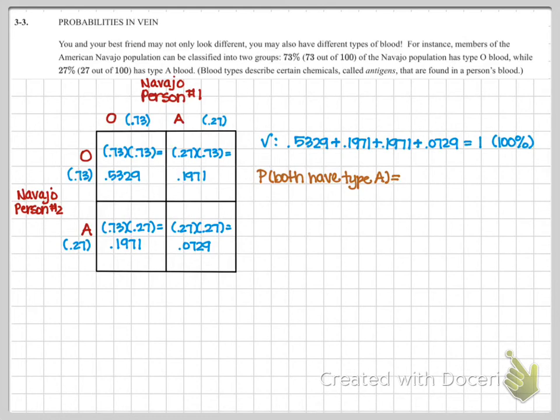So let's say that we have the question of the probability that they both have type A. All right, so here's what we're going to do. We're going to go to where type A is for person number 1, and then we're going to go where type A is for person number 2, and we're going to go to the box where they overlap. So it is for the first person and for the second person. In this case, this is going to be 0.0729.